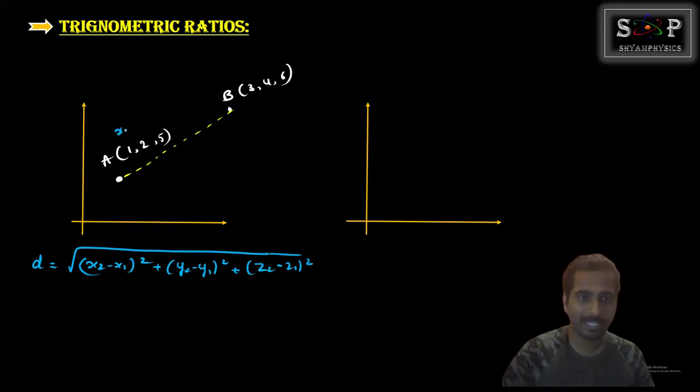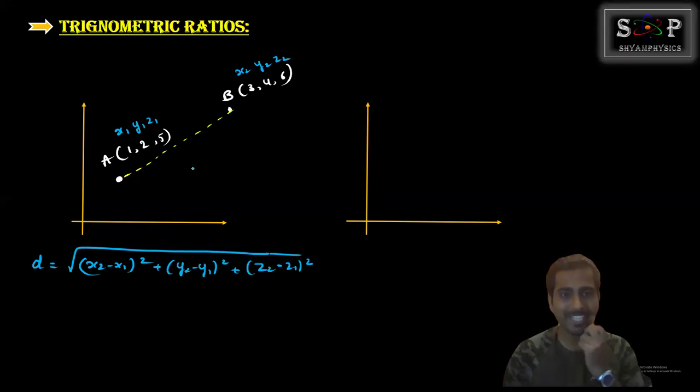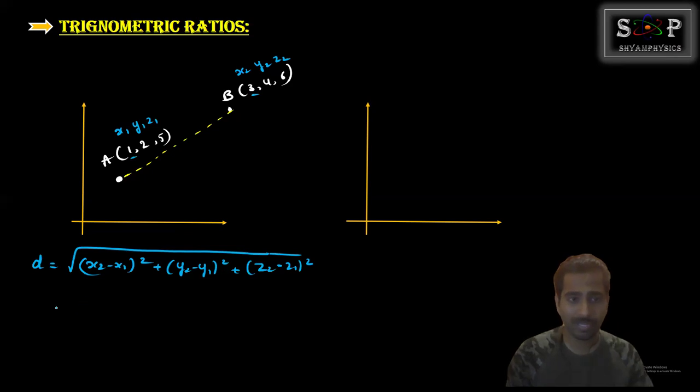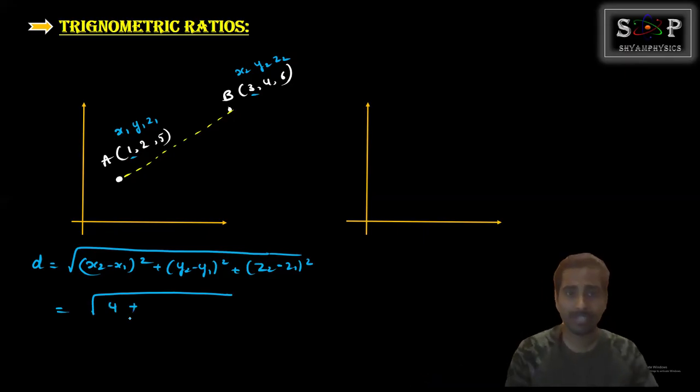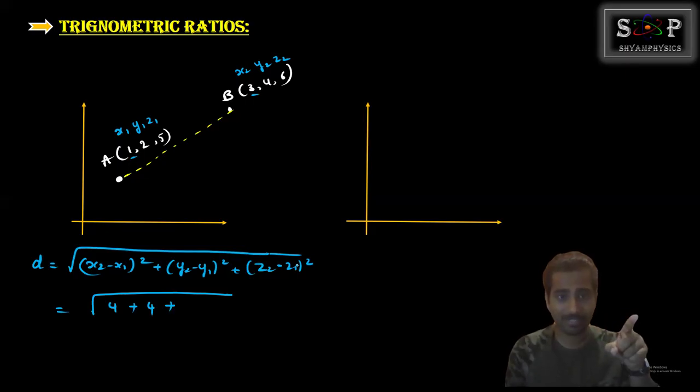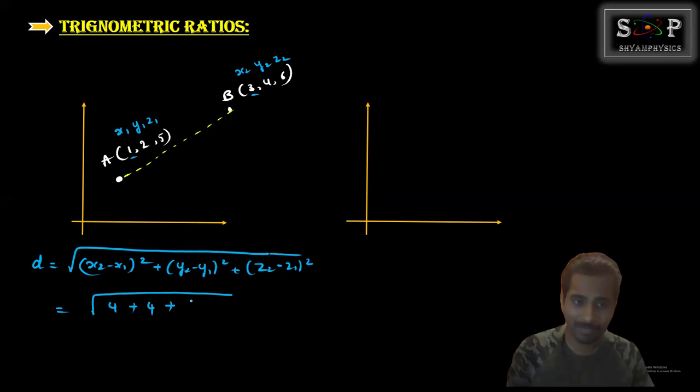Now look at this one. Here it is x1, y1, z1 and this is x2, y2, z2. x2 minus x1: 3 minus 1 squared. 3 minus 1 is 2, 2 squared means 4. Plus y2 minus y1: y2 is 4, y1 is 2, 4 minus 2 is 2, 2 squared again 4. Plus z2 is 6, z1 is 5, 6 minus 5 is 1, 1 squared is 1. So the answer will be root 9. Root 9 comes out as 3, so the distance is 3.